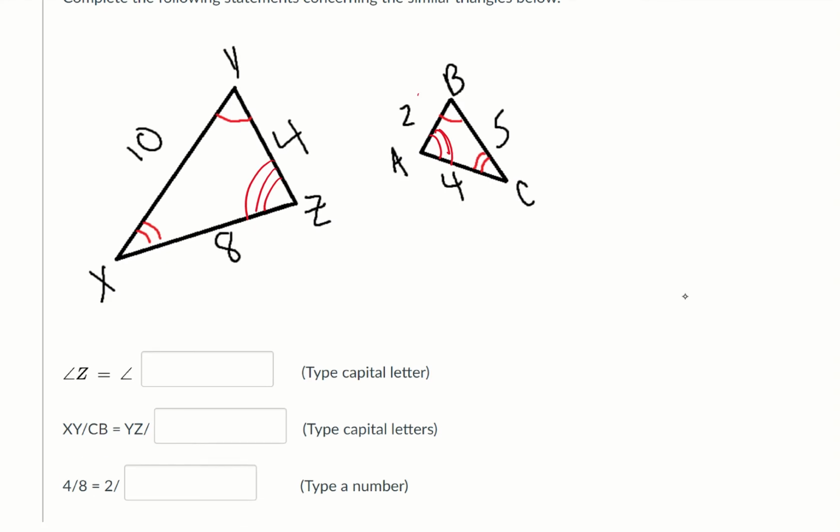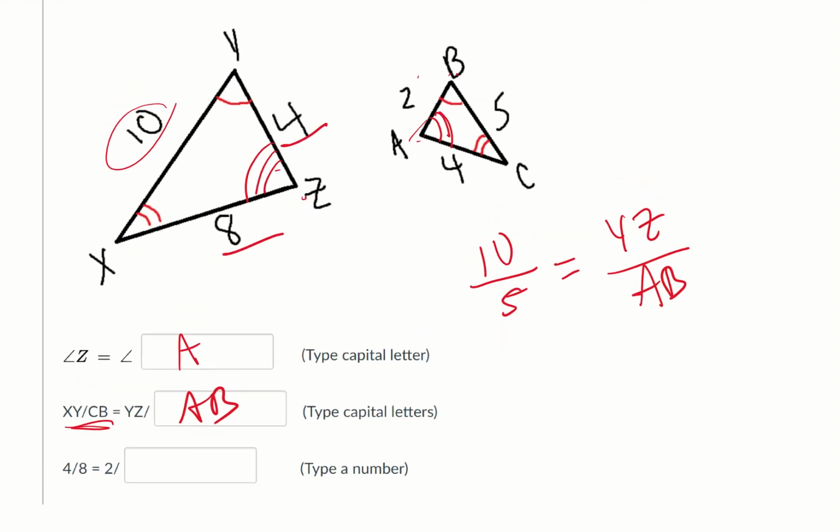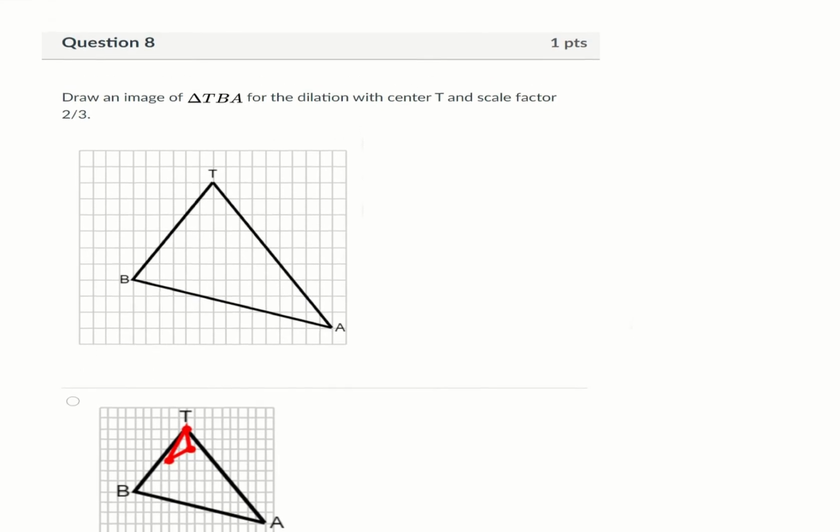Okay, so angle Z is congruent to, in this case, angle A. And then let's do the proportions here. XY is 10, so 10 is to CB, as YZ is to AB, and AB is 2. Okay, but they just want the capital letters here. So they want you to write AB here. And then 4 is to 8 as 2 is to 4, based off of those two triangles. And that's my number there, 2 divided by 4. Okay, so just talking about proportions and which ones correspond to what.